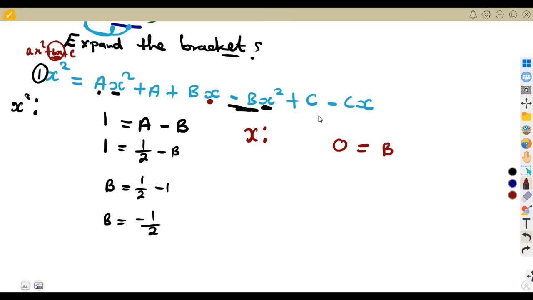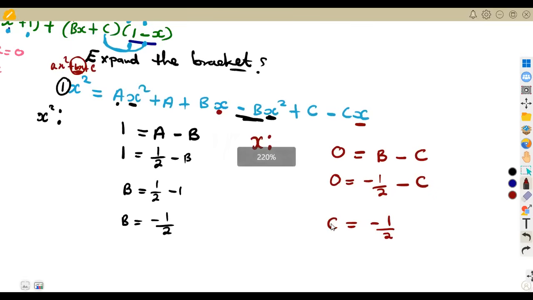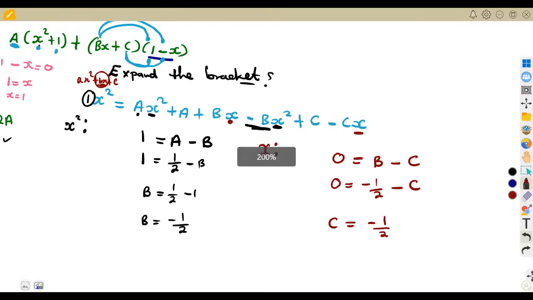We move on. Do we have any other coefficient of x? Yes, there's another x here. The coefficient of x there is what? Minus c. So that will be b minus c. And we have the value of b. We calculated b. Our b is negative half. So it means 0 is equal to minus a half minus c. So it means c taken this side, it becomes a positive. So c is equal to minus a half. Okay, so we have the value of a, we have the value of b, we have the value of c.